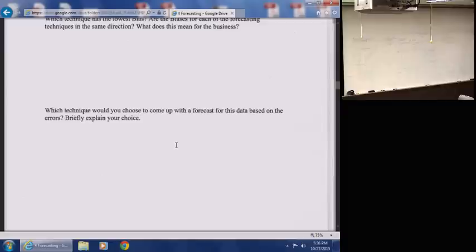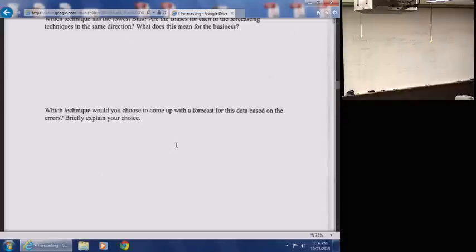Based on the error or the methods, like the bias, the MAPE, based on those, right? Yes. The key word here is "based on the errors." If it asks you based on the errors, it means the MAPE, the MAD, everything that involves error, not the direction of the error, but the size of the error. So it should be a little more precise here: based on the size of the errors.